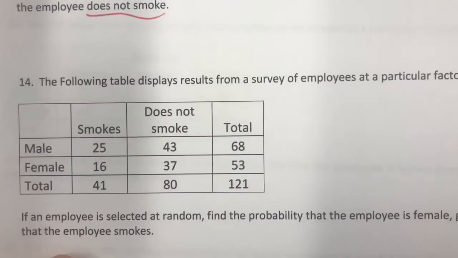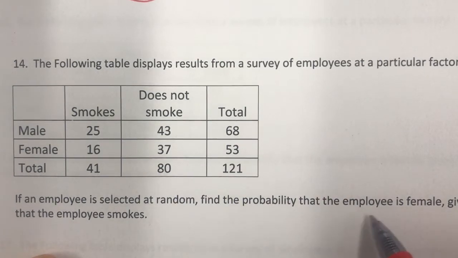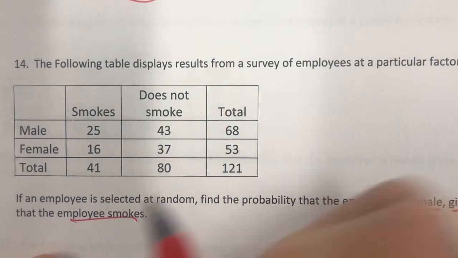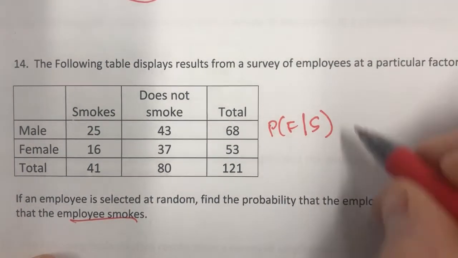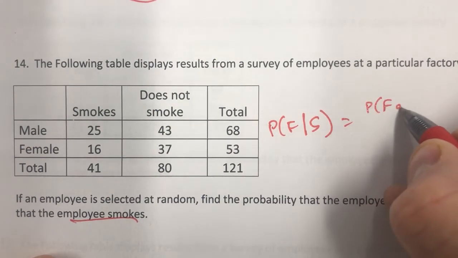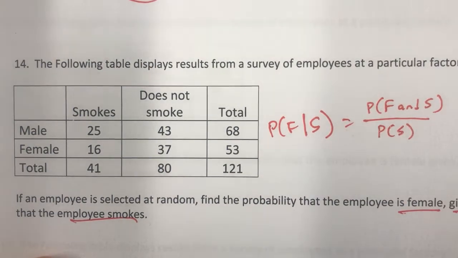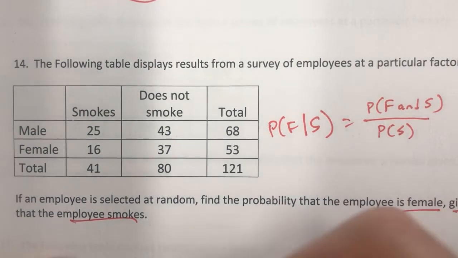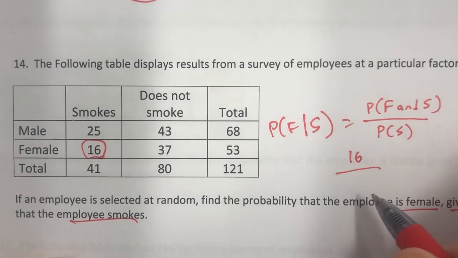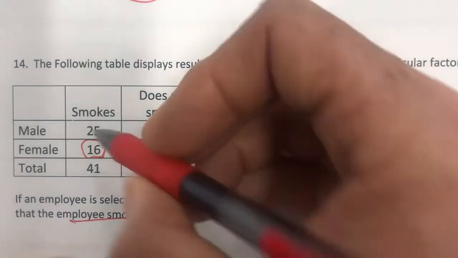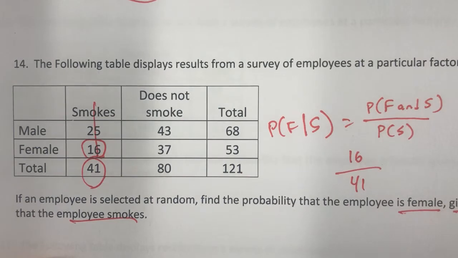14 here. If employee selected at random, find the probability that the employee is female given that the employee smokes. So probability is female given smoker. So that's going to be the probability that he's female and smokes divided by the probability that they smoke. So female and smokes is right there, 16 out of 121. Divided by the probability he smokes is right there, 41 out of 121, which is just 41.